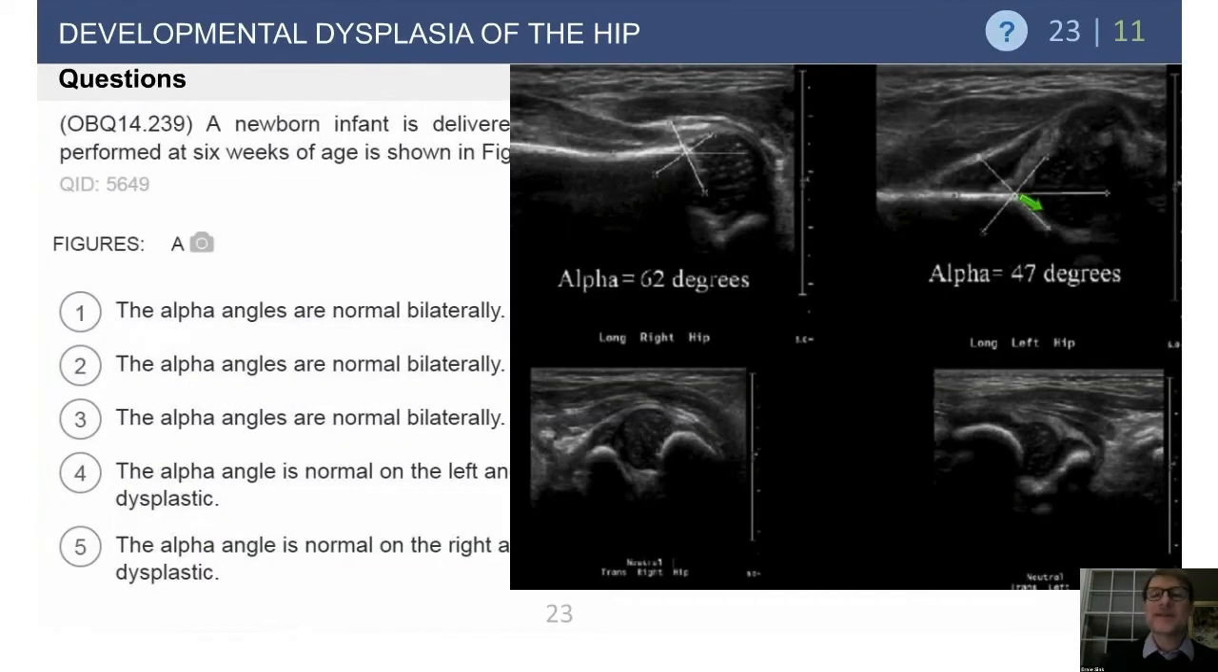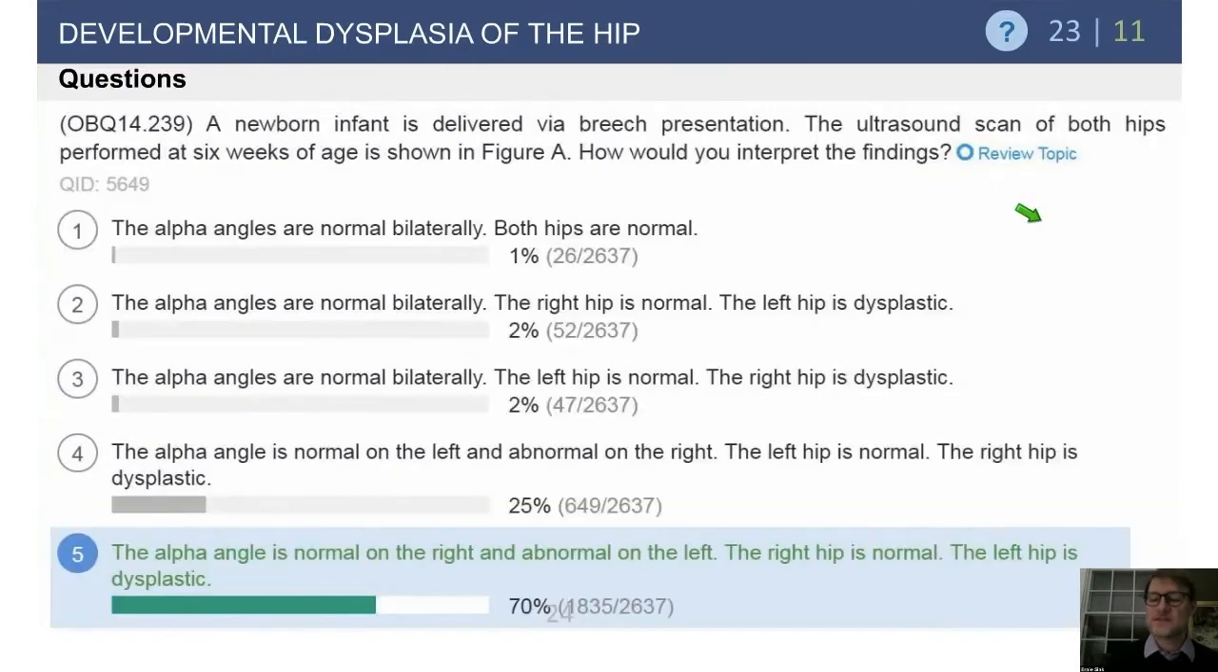If we go back to it, you can see this hip is extremely well covered, and the acetabular roof is this angle, the alpha angle. Let me get this angle right here. The alpha angle is higher at 62 degrees. That's normal. This is less of an angle. There's no room for the femoral head to sit down inside. So this is a dysplastic hip.